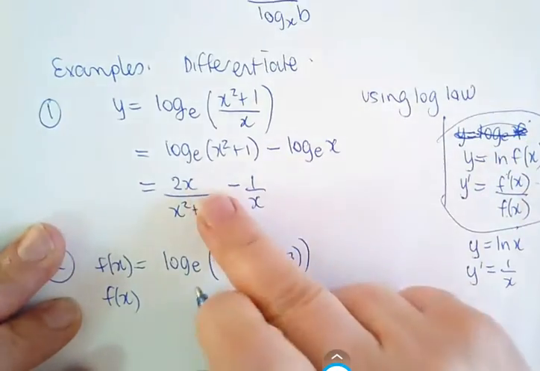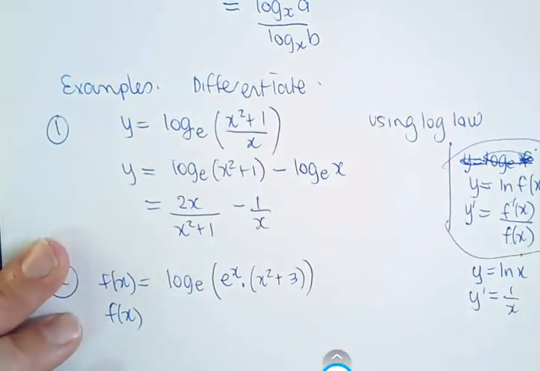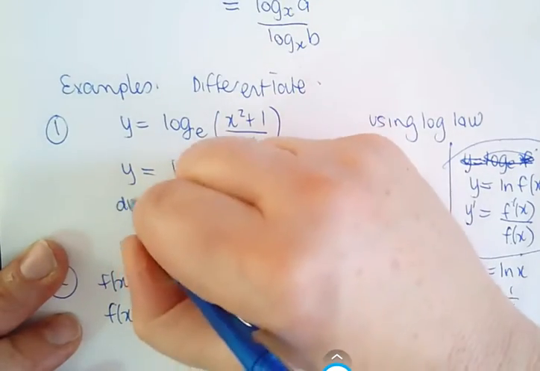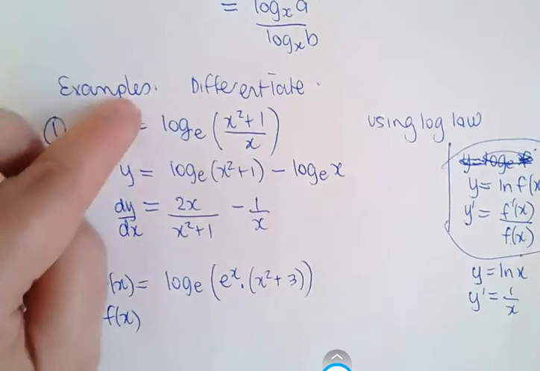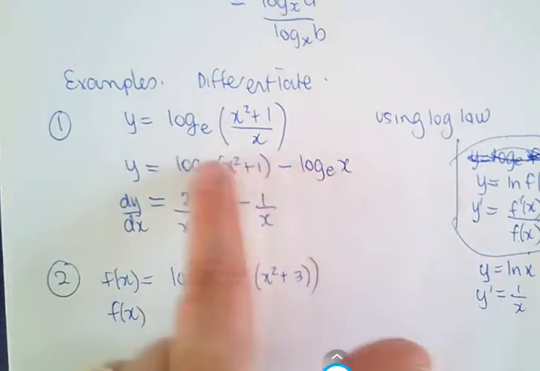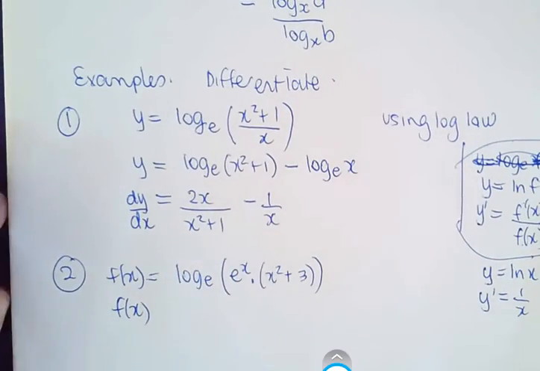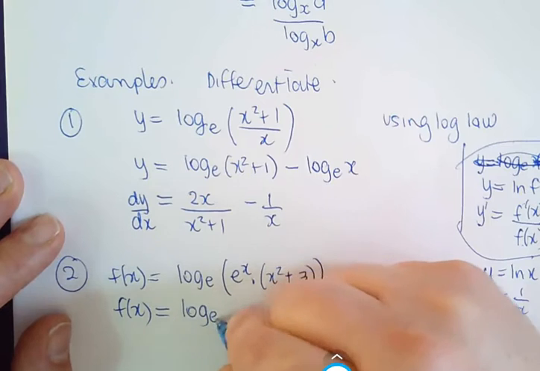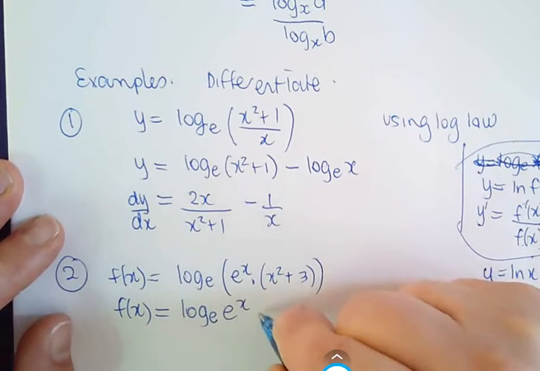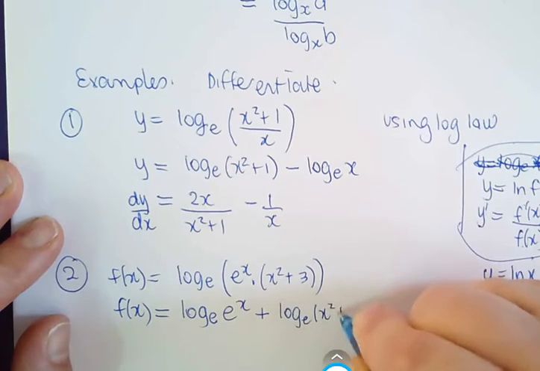Oh, sorry, girls. What have I done that's really bad here in the first one? I should be writing y equals and dy/dx equals. So y equals, that is still the same, it's still the original function, dy/dx equals. Okay, so I've got f(x) equals that. So f(x) = log to the base e of e^x plus log to the base e of (x squared plus 3).